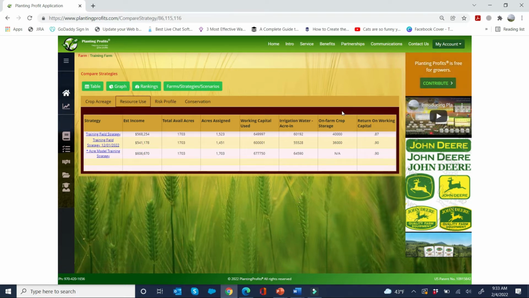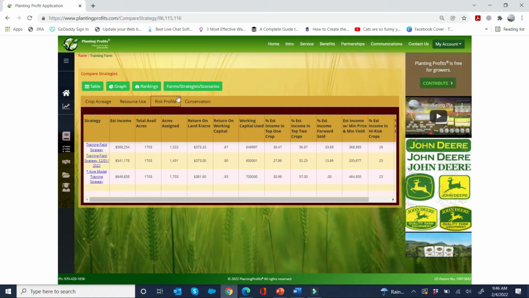Remember, if one strategy includes a particular resource and another strategy does not, you may not be making an accurate comparison. There is a difference between varying the amount of a resource across strategies versus including the resource in one strategy and leaving it out of another. Comparing apples to oranges can be misleading.